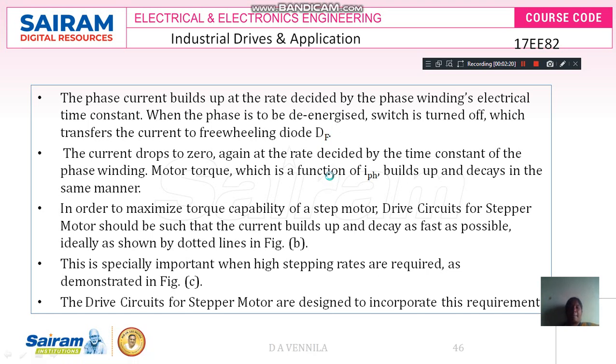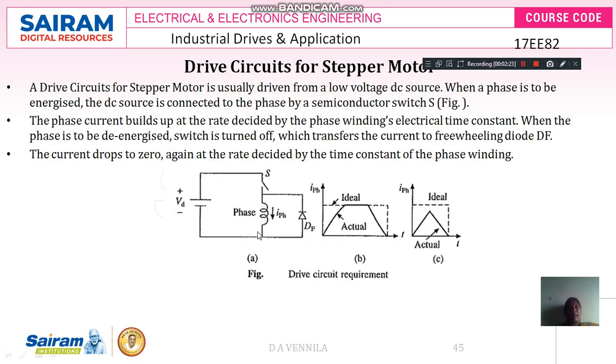Now when the current drops to 0, again at the rate decided by the time constant of the phase winding, the motor torque, which is a function of the phase winding current, builds up and decays in the same manner.